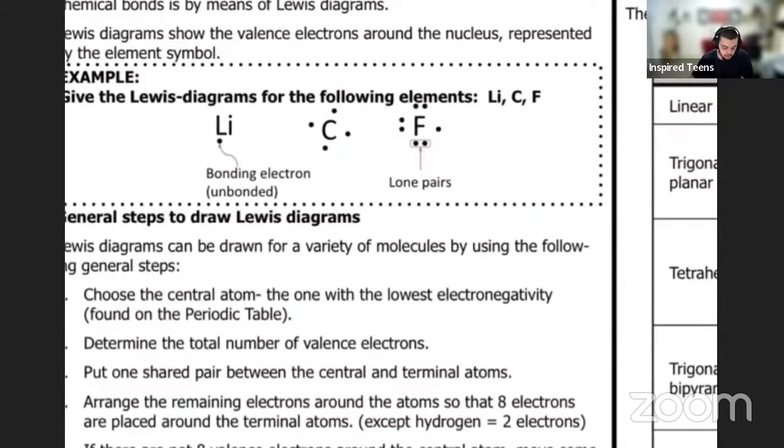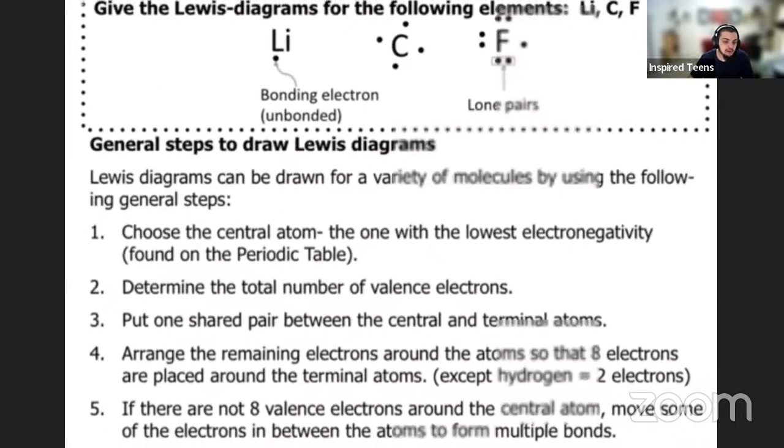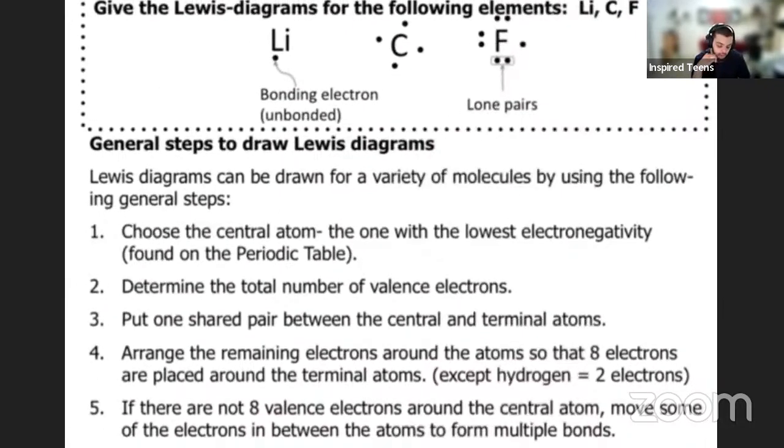General steps to drawing Lewis dot diagrams. Lewis diagrams can be drawn for a variety of molecules by using the following general steps. Choose the central atom, the one with the lowest electronegativity found on the periodic table. Determine the total number of valence electrons. Put 1 shared pair between the central and terminal atoms. Arrange the remaining electrons around the atoms so that 8 electrons are placed around the terminal atoms, except hydrogen, which is equal to 2 electrons.